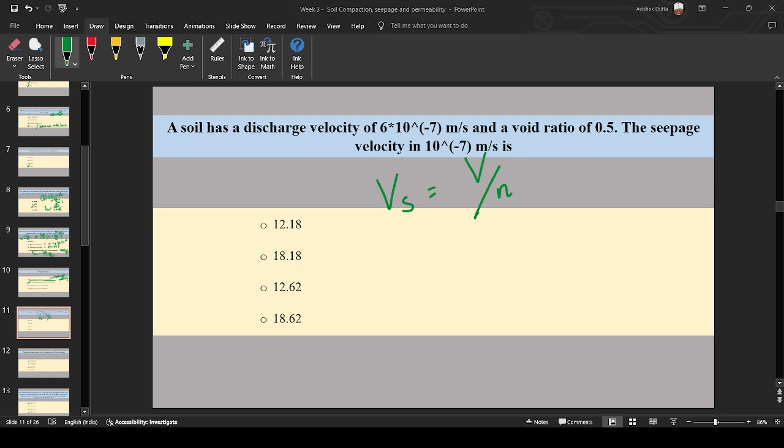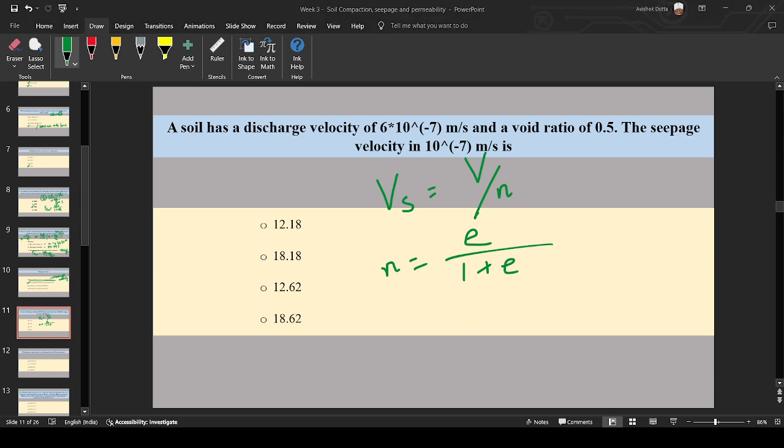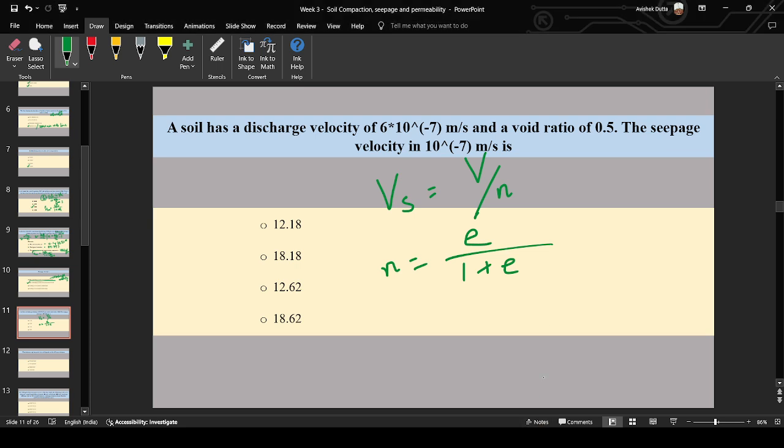So now, to find the porosity first, we have the void ratio given over here, so we'll find porosity from the void ratio. Porosity equals void ratio divided by 1 plus void ratio. I think that is the formula. Yes. Porosity equals void ratio divided by 1 plus void ratio. You solve this, you'll get 0.5 divided by 1.5, something like 0.33.